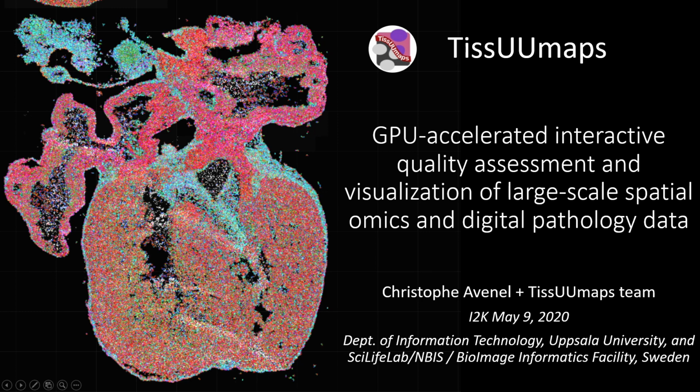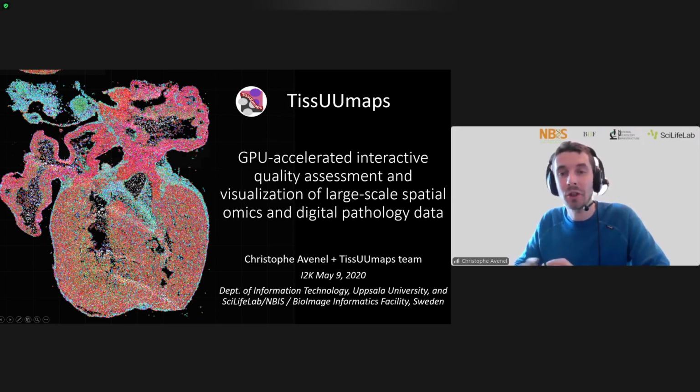Welcome to this I2K 2022 workshop on TissUUmaps, a GPU-accelerated tool for interactive quality assessment and visualization of large-scale spatial omics and digital pathology data. So TissUUmaps is a browser-based tool for GPU-accelerated visualization and interactive exploration of tens of millions of data points that can be any kind of points you want, and that overlay tissue samples or other kind of images.